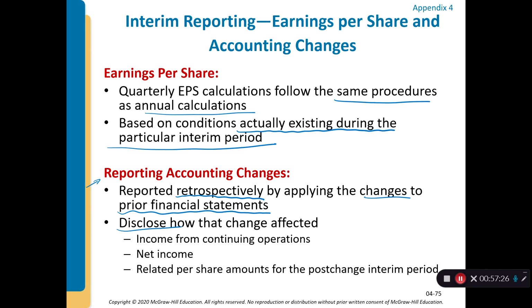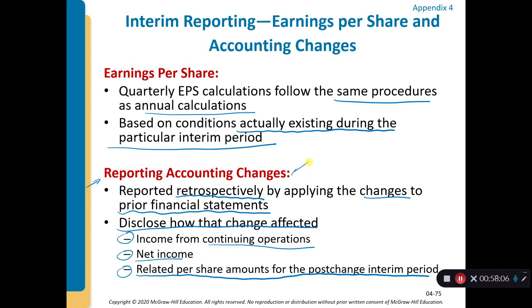And how do we disclose those changes? First of all, we need to adjust the income from continuing operations and net income, and also the related per share amounts for the post-change interim period. In other words, recall that we account for a change in accounting principle retrospectively, meaning that we have to recast the prior year's financial statements when we report those statements again in comparative form. So we make those statements appear as if the newly adopted accounting method had been used in the prior years.